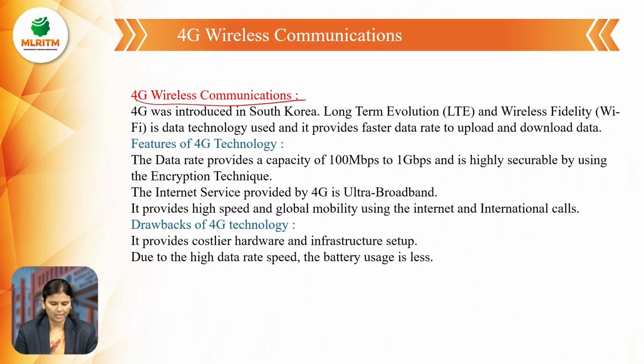The features of 4G technology: the data rate provides a capacity of 100 megabits per second to 1 gigabit per second and is highly secure by using the encryption technique. The internet service provided by 4G is ultra broadband. It provides high speed and global mobility using the internet and international calls. The drawbacks of 4G technology: it requires costlier hardware and infrastructure setup. Due to the high data speed, the battery usage is high.